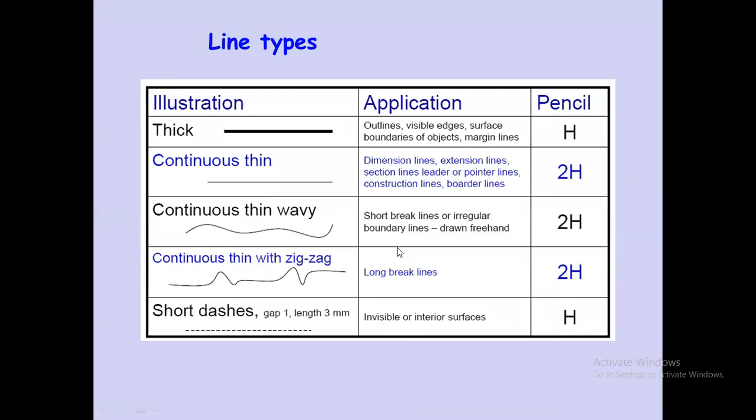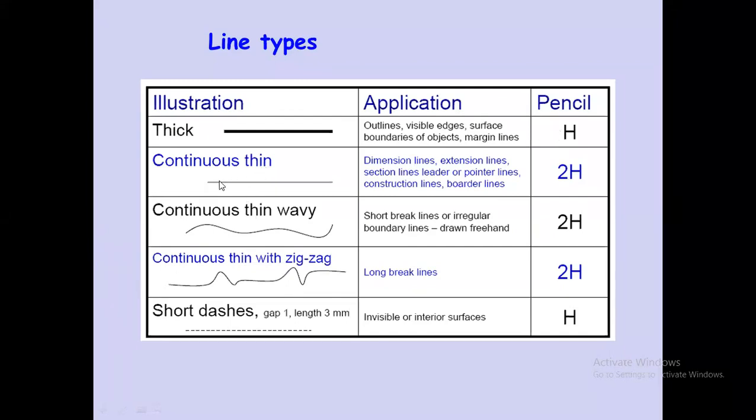These are the different lines we are using in our engineering drawing. A thick line should be like this, it is thick, and the application of this line is outline, visible edges, surface boundary of object, margin, scale, etc. This can be done with the help of an H pencil, which provides a thick line.